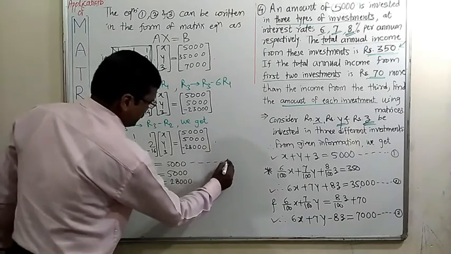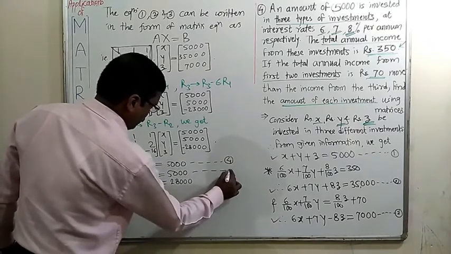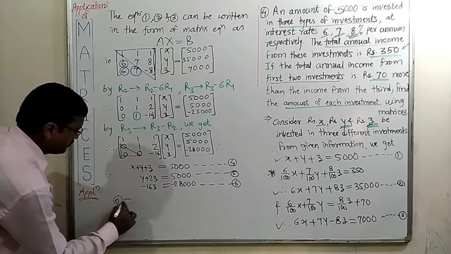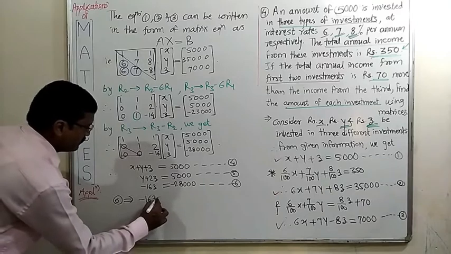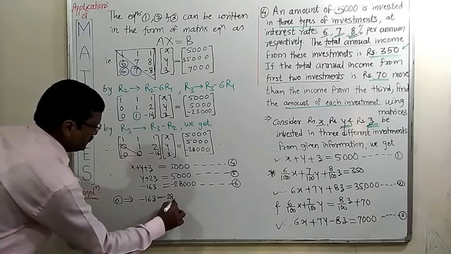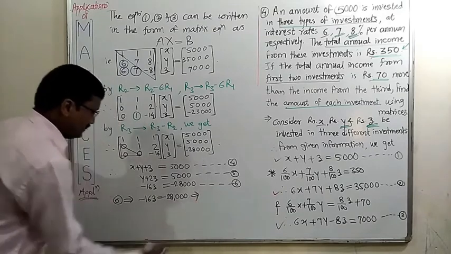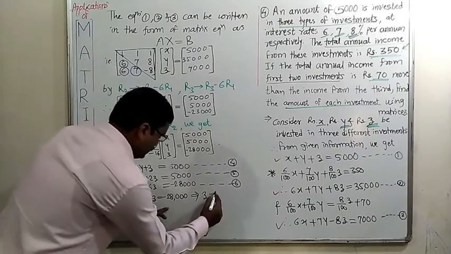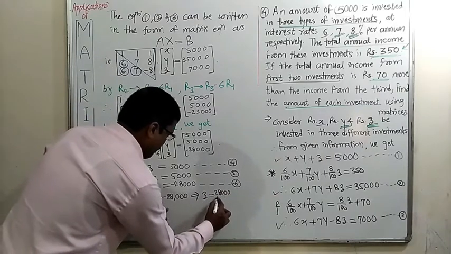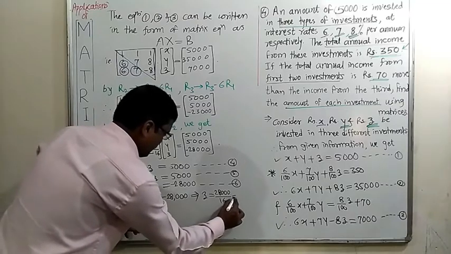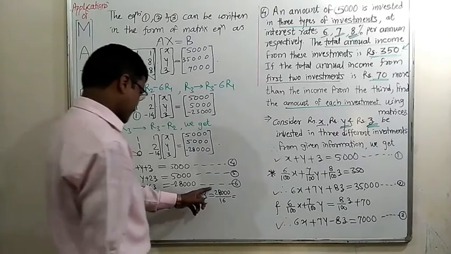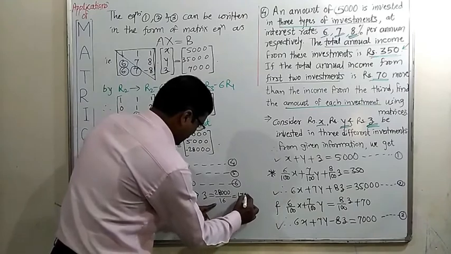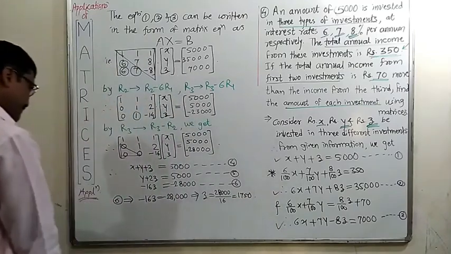Let us give numbers to these equations: equation 4, equation 5 and equation number 6. Equation 6 implies minus 16z equal to minus 28,000, which implies z equal to, cancelling the negative sign, 28,000 upon 16, that will be 1,750.